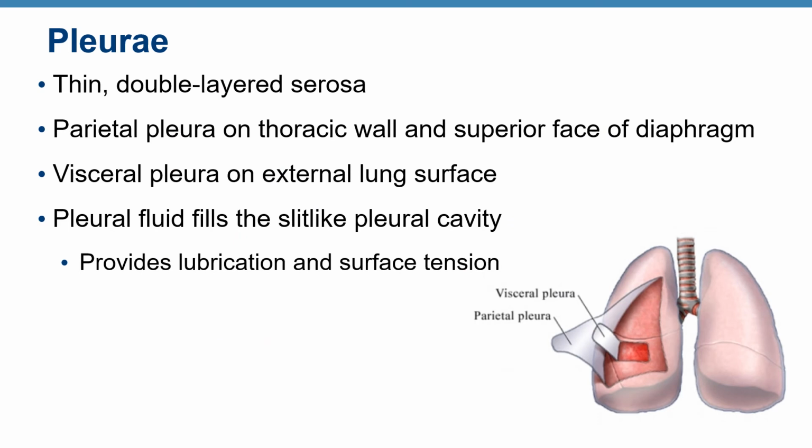Pleura. We mentioned pleura a little bit. Pleura is a thin, double-layered serous membrane. And if you look at this diagram over here, the lungs themselves are covered by visceral pleura, and the cavity is covered by parietal pleura. And the space in between is the pleural cavity, where we find pleural fluid. And this fluid provides lubrication and surface tension.